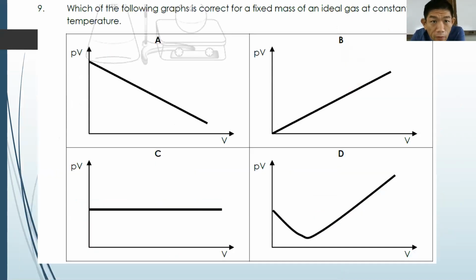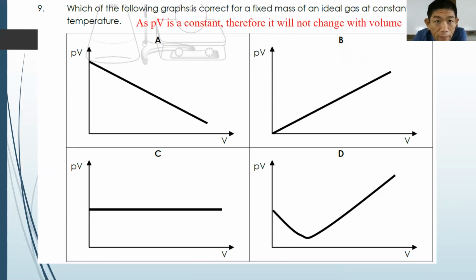Then number 9, which of the following graphs is correct for a fixed mass of an ideal gas at a constant temperature? Now, if you look at the graphs, all of them have the same cofactor, which is the graph of PV over V. So when PV is a constant, therefore, no matter how you change the volume, it's supposed to be constant for an ideal gas. So that is why the best answer in here is C.